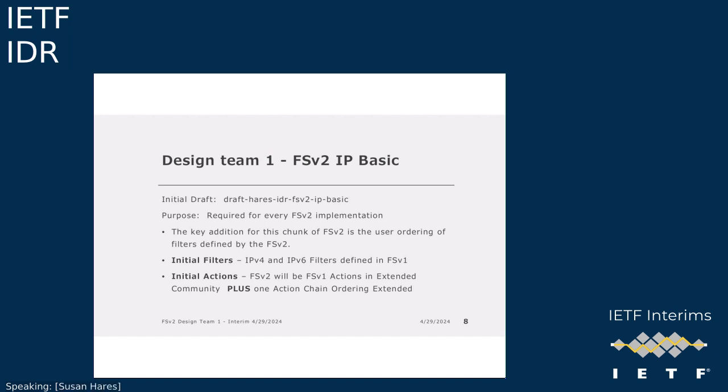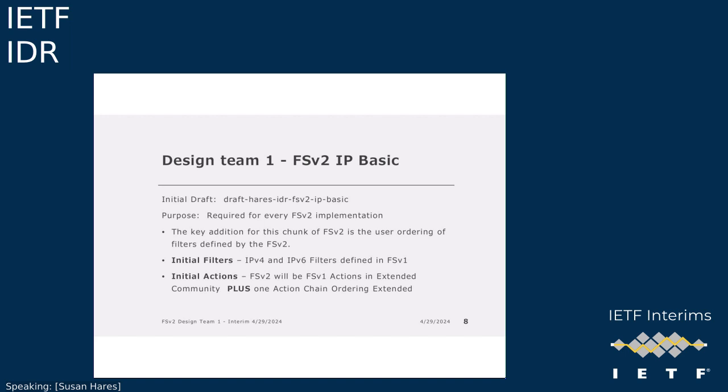The initial filters are defined in FlowSpec V1. And we're going to stay with those filters to make sure we get the user ordering. The initial actions will be FlowSpec V2 actions, plus perhaps one action ordering extension. And that's to deal with one of the things in Donald's and my discussion: what happens when an action fails? What happens when you have interactions?